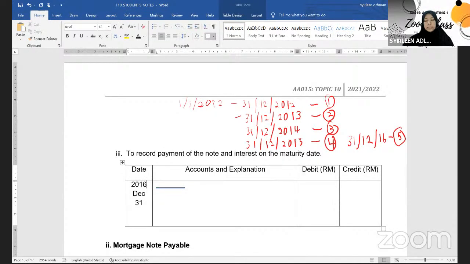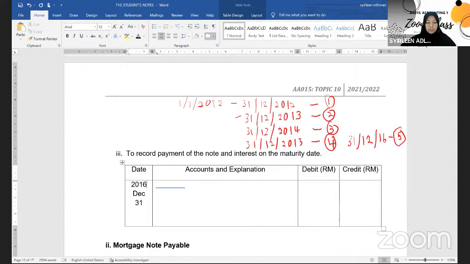Okay, kenapa kita tak catat 1 Januari 2017? Kalau kita catat sebagai 1 Januari 2017, that means your maturity date is actually 5 years plus 1 day. You need to bear in mind, bila dia kata 5 years, that means dia akan start 1 January, dia akan habis 31st December, that is 365 days. That is for one particular year. So kita akan disburse ataupun kita akan close this note payable on the dot. So your closing date is on the 31st of December 2016.